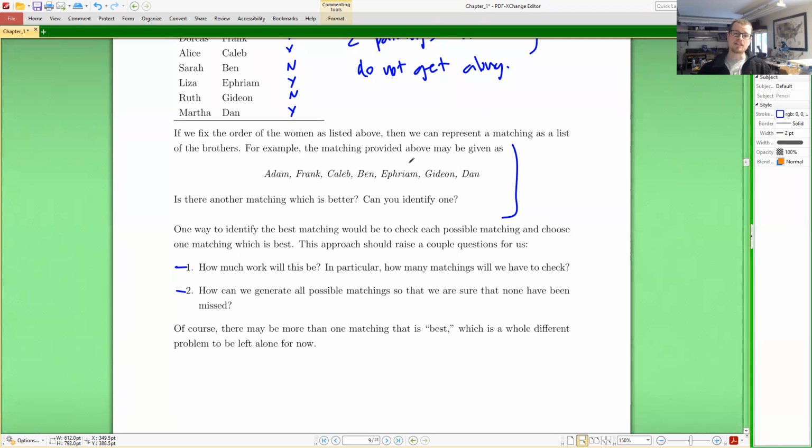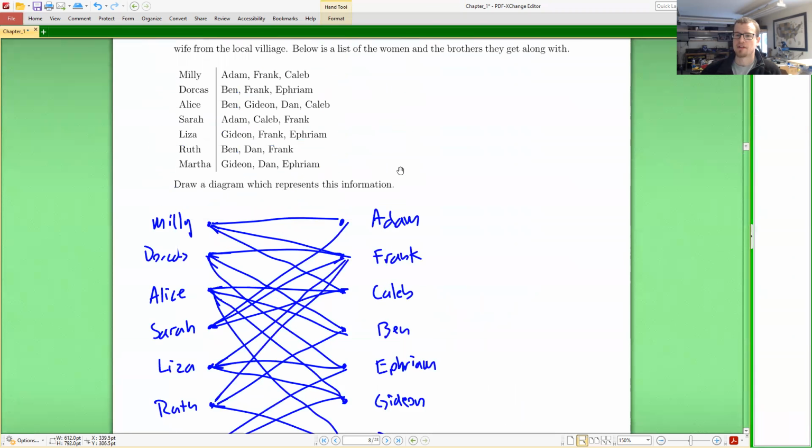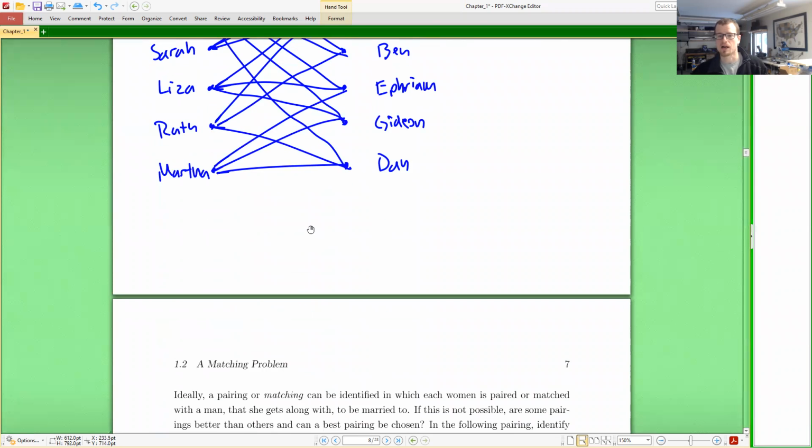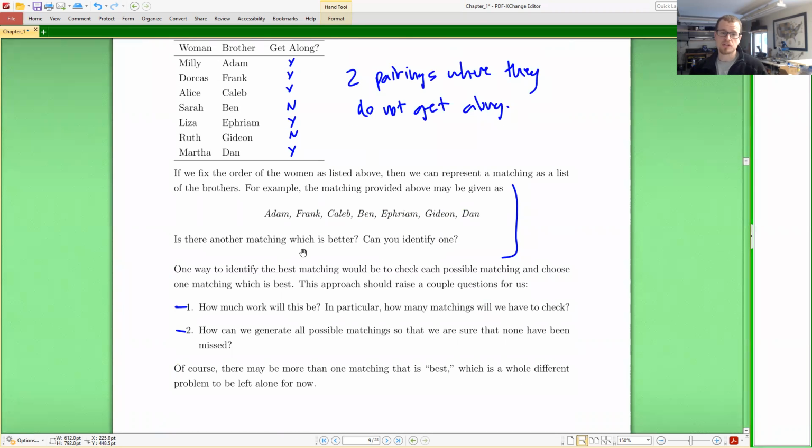So these are 2 questions that come up, and not only is this problem itself a combinatorial problem, but the questions that result are also combinatorial problems. How much work is it is another combinatorial problem. And how can we generate all possible matchings so that we know none have been missed is another combinatorial problem. Okay, so we want to consider these things.